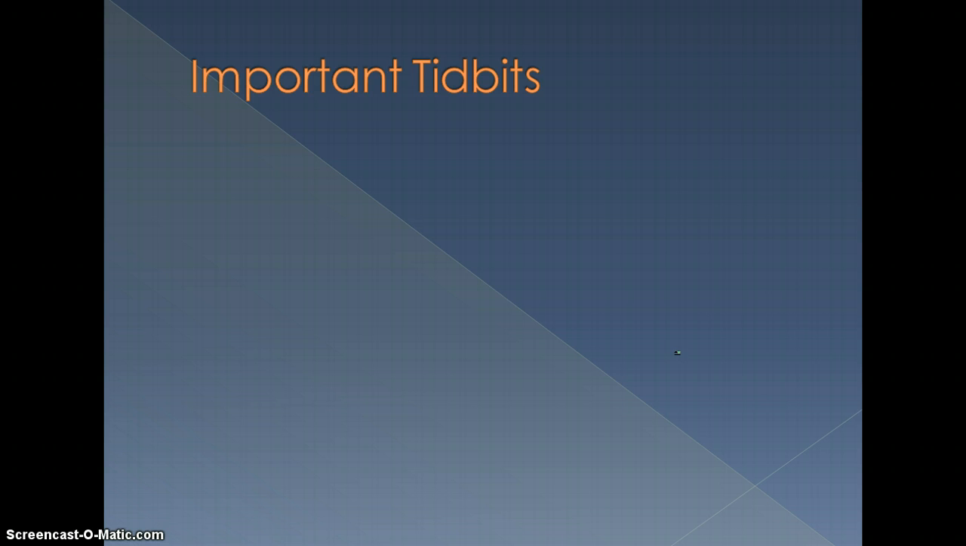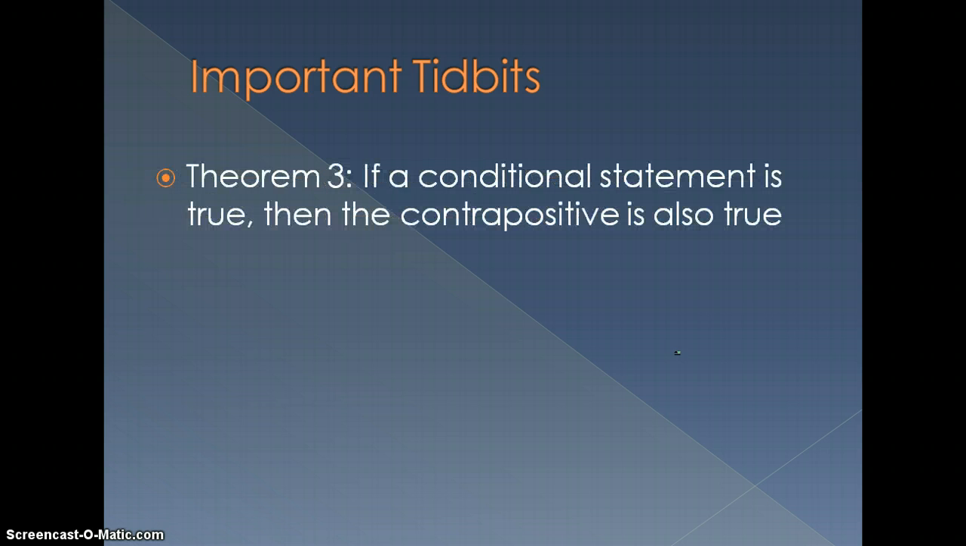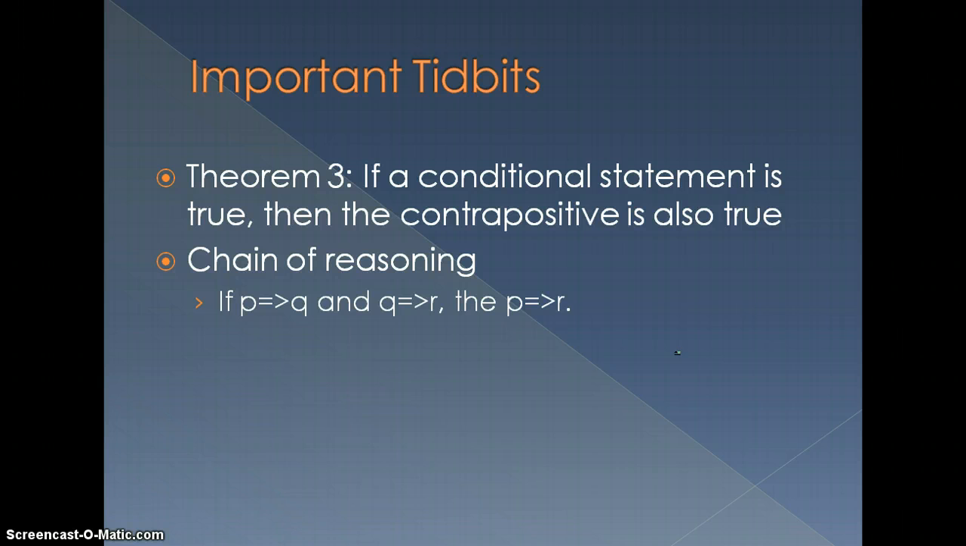Important tidbits. Theorem 3. If a conditional statement is true, then the contrapositive is also true. So this kind of follows a chain of reasoning, which we're definitely going to work with in class. But we have, so if P implies Q and Q implies R, then P implies R.